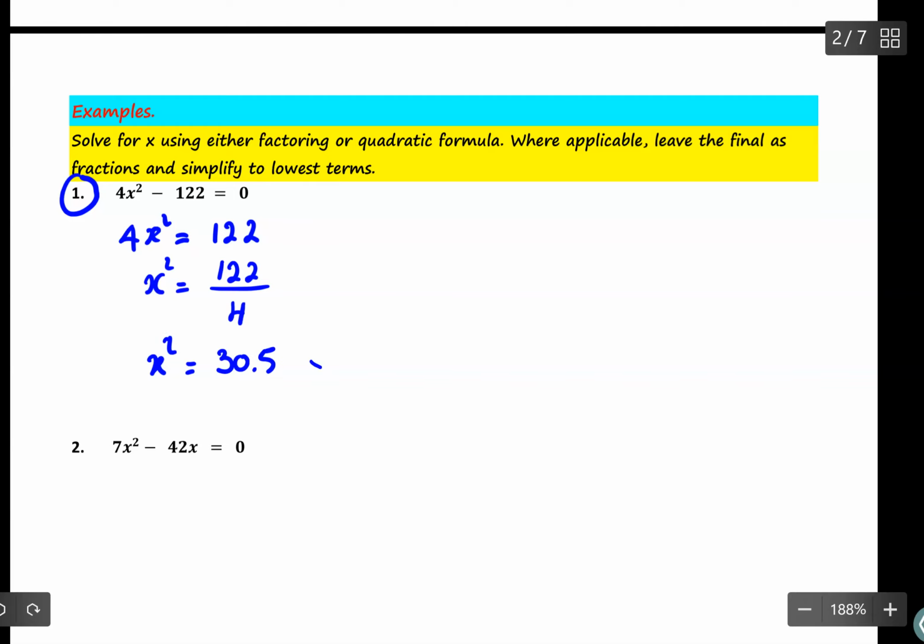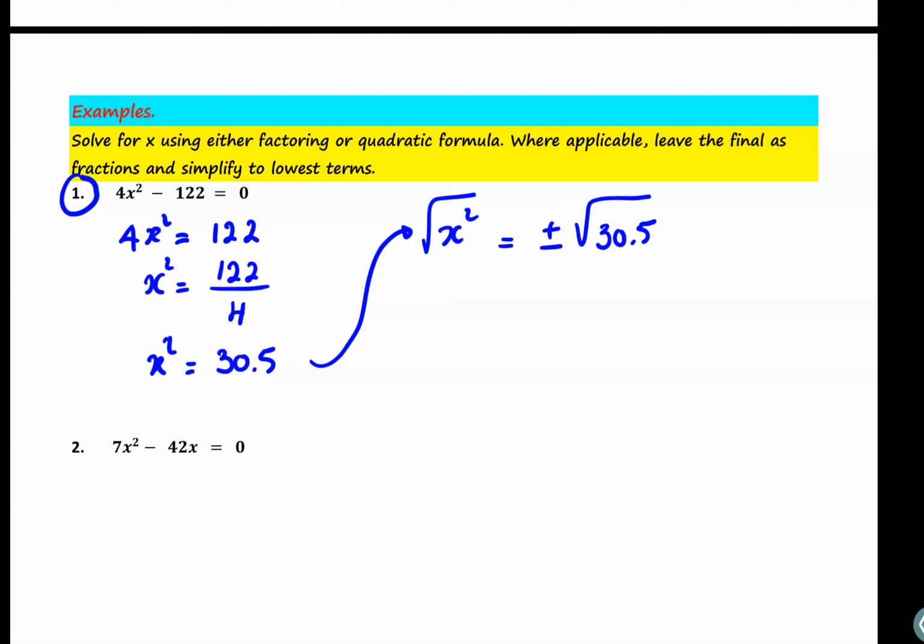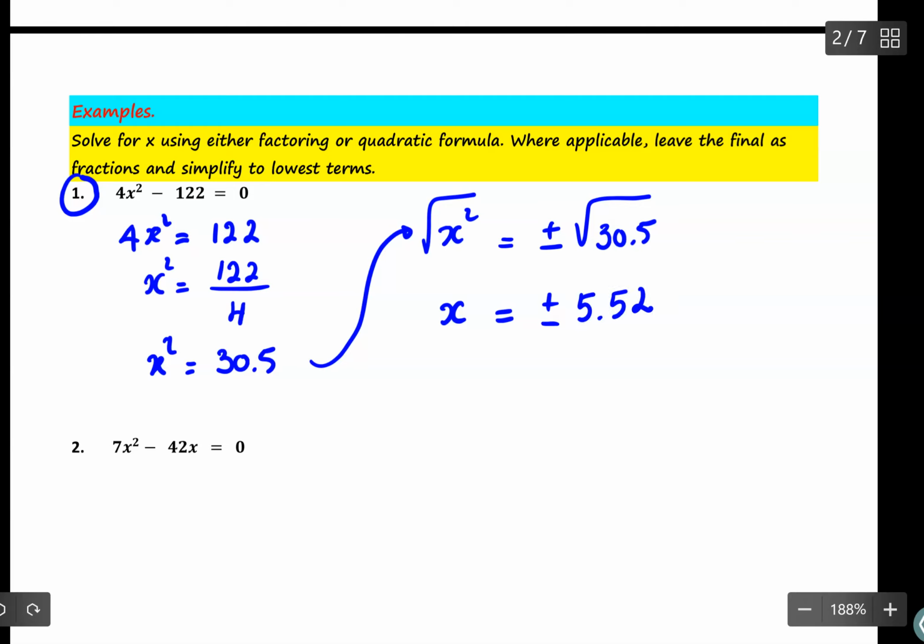Okay. With pure quadratics, I will have two equal but opposite roots. So I will take square root on this side of the equation. I do the same thing on this side, but I must have plus or minus the square root of 30.5. So in the end, I will have x equal to plus or minus 5.52 if you round this to 3 significant digits.